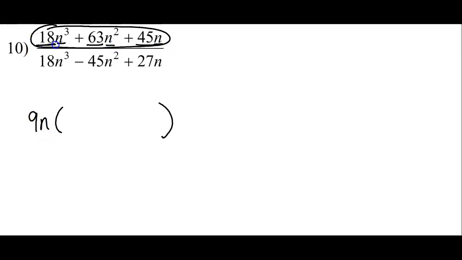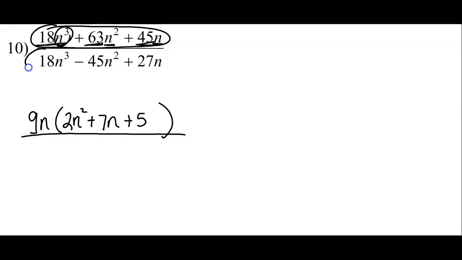If I divide 18 by 9, I get 2. And if I take 1 n away from here, I get n squared. If I divide 63 by 9, I get 7. And if I take an n out of there, I'm left with 1 n. If I divide 45 by 9, I have 5. And if I take the n away, there is no more n. So we took out our greatest common factor first.